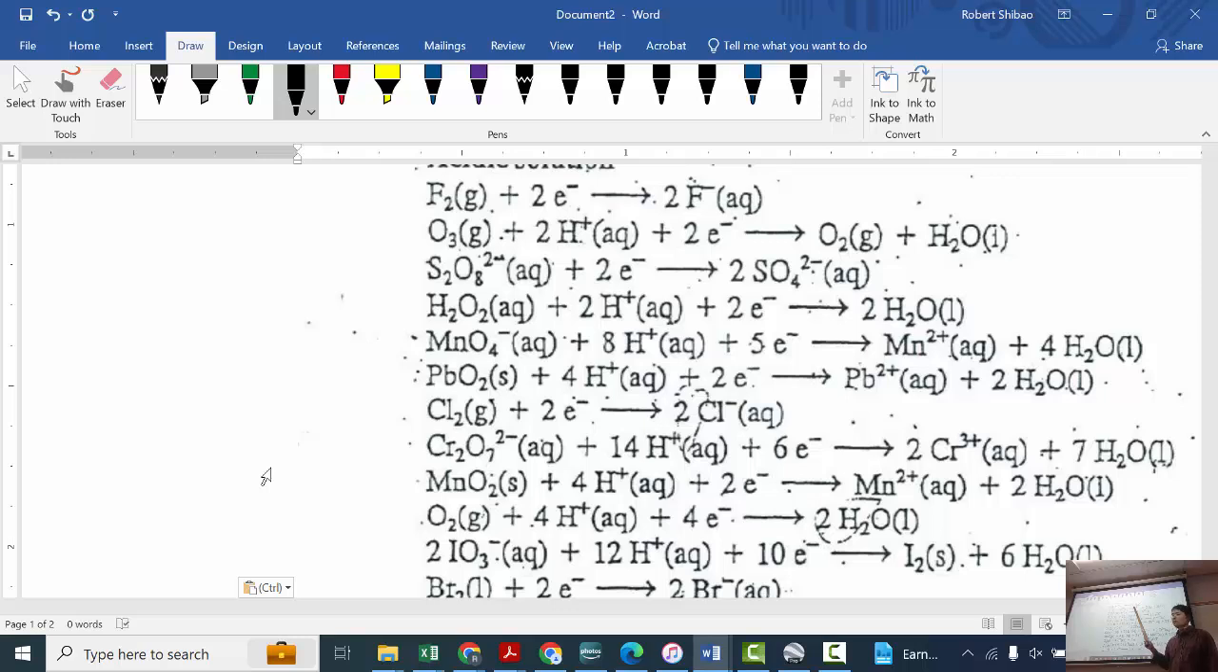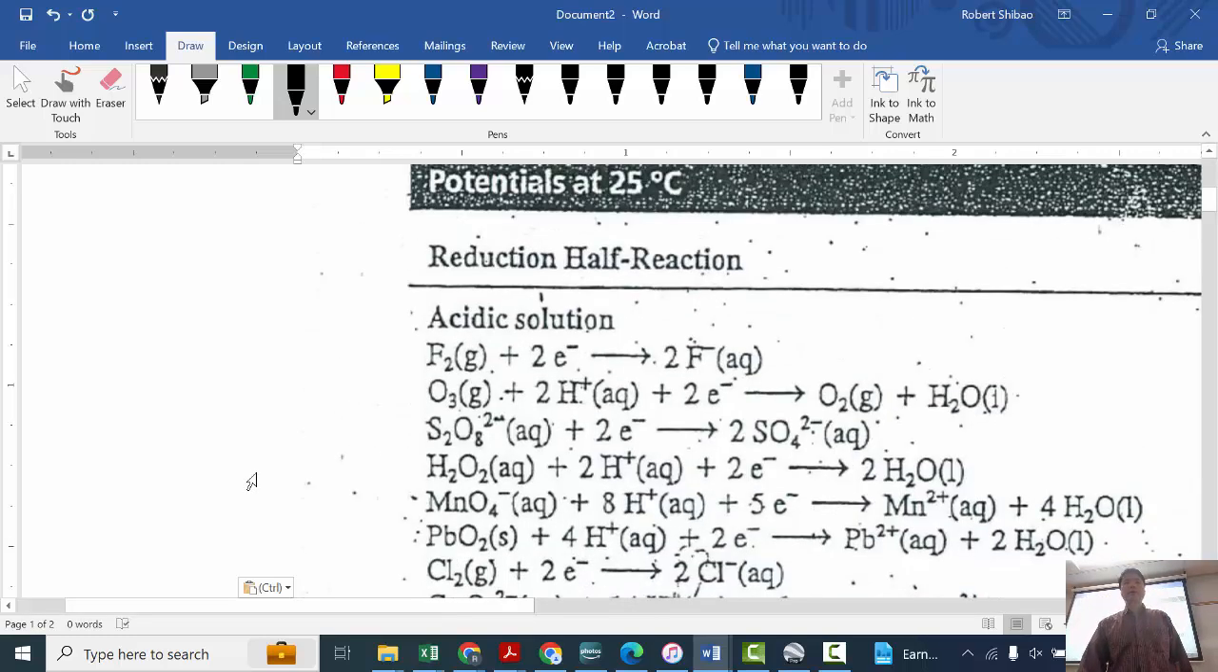What is this? F minus. Fluoride. Are they the same thing? No, they're totally different. Fluorine is very aggressive. It's a very aggressive oxidizer. And so we have our oxidizing agents on the left side. What oxidizers do is they take electrons. So fluorine's an extremely aggressive oxidizer. It takes 2 electrons to form fluoride.